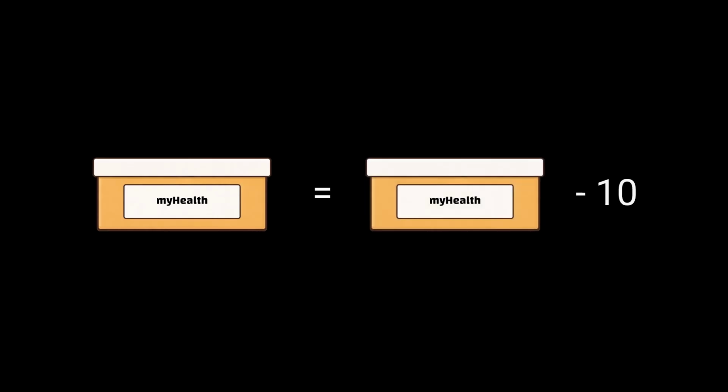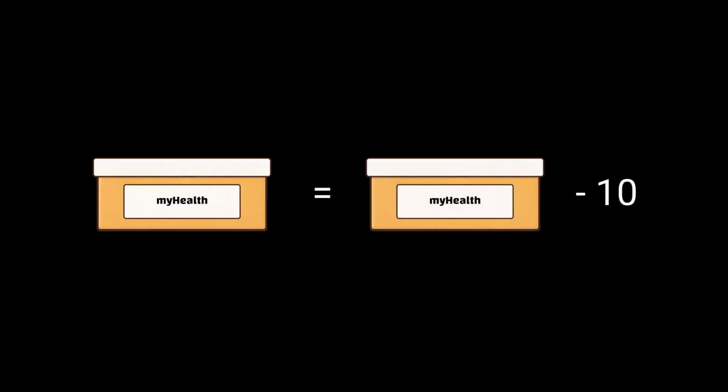Okay, well, what about it? What's so great about that? Well, let's say I want to subtract from my health because I got hit by something and I've taken damage, and let's say I took 10 damage. In code, that looks a little weird. We say my health equals my health minus 10.